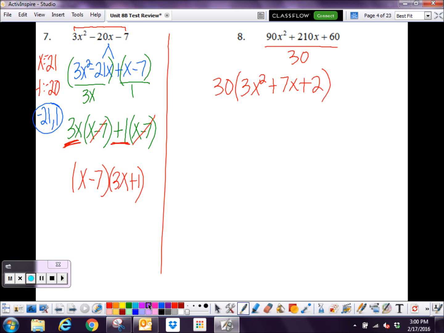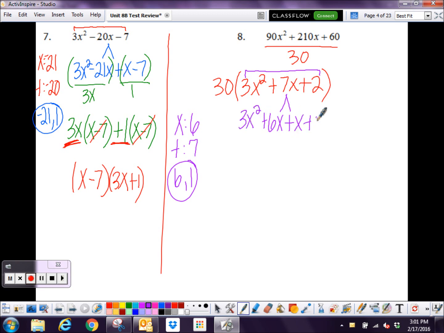Okay, now I need to factor everything, the trinomial on the inside. So I'm going to do a times c. So I need two factors that multiply to be 6 and add to be 7. Okay, so I'm going to think about that. That would be 6 and 1. I cannot do the shortcut here. So I'm going to break this 7x apart into a positive 6x and a positive x. Bring my first term down and bring my last term down.